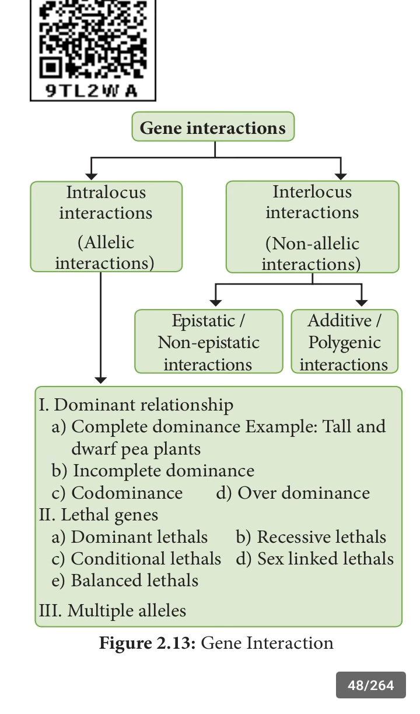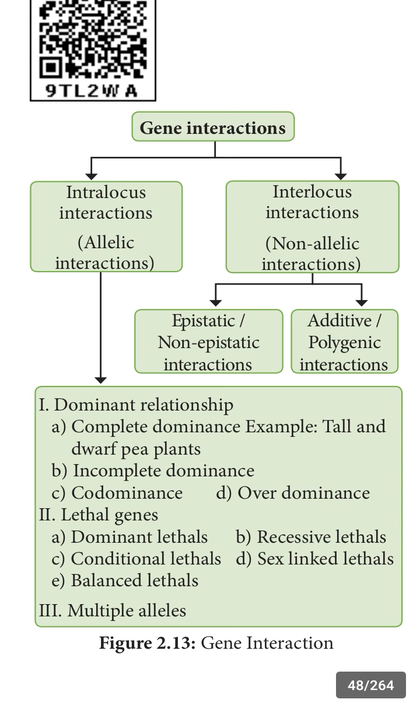Next is what? The additive or polygenic interaction. So here many genes together interact and bring about the change in the phenotype, then it is called additive or polygenic interaction. Next we will study the types of intralocus interaction.